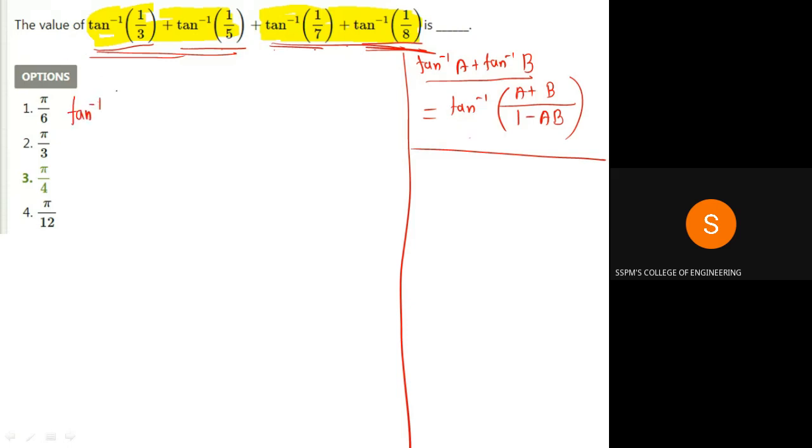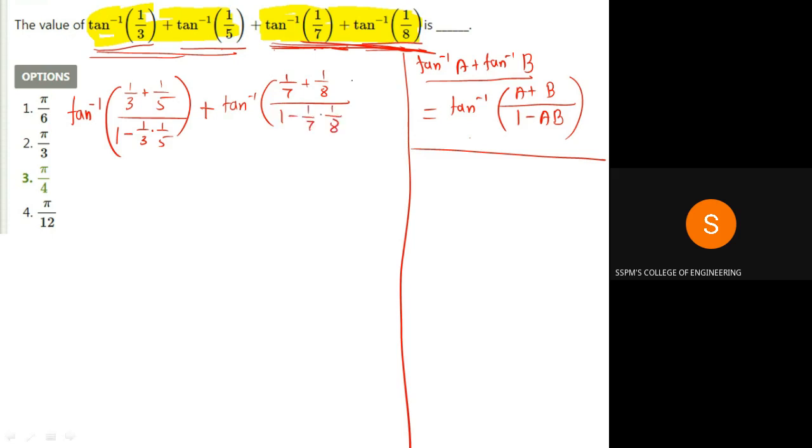So in the first part, tan inverse of A plus B. What is A plus B? It is 1 by 3 plus 1 by 5, divided by 1 minus AB. AB means 1 by 3 into 1 by 5. Again, plus we will repeat this for this part also. So what will it yield? Tan inverse of 1 by 7 plus 1 by 8, divided by 1 minus 1 by 7 into 1 by 8. Now we will solve this again.